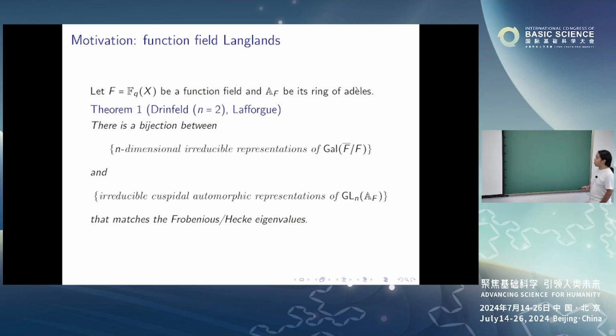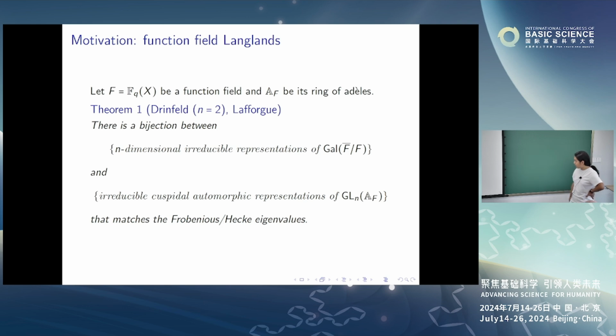Here, F will be a global field of characteristic p, so it's a function field, and A_F is its ring of adeles. Roughly speaking, the global Langlands conjecture says you should have a correspondence between Galois representations and automorphic representations. If you restrict to irreducible ones and irreducible cuspidal ones, you will get a bijection, which is a theorem by Drinfeld in the case n equals 2 and by Lafforgue in the general case. This was a theorem from around 2000.